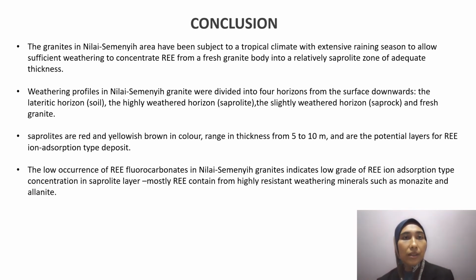The third conclusion is saprolites are red and yellowish brown in color, range in thickness from 5 to 10 meters, and are the potential layer for REE ion-adsorption type deposits. And the last conclusion is the low occurrence of REE fluorocarbonates in Nilai Semenyih granites indicates low grade of REE ion-adsorption type concentration in saprolite layers, because mostly the REE come from highly weathering resistant minerals such as monazite and allanite. That's all from me.